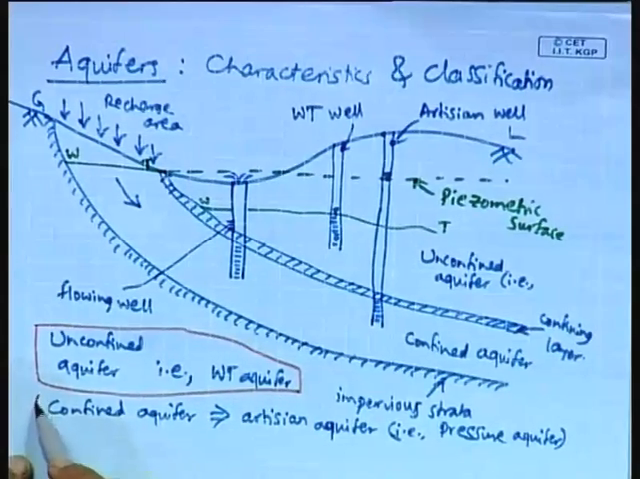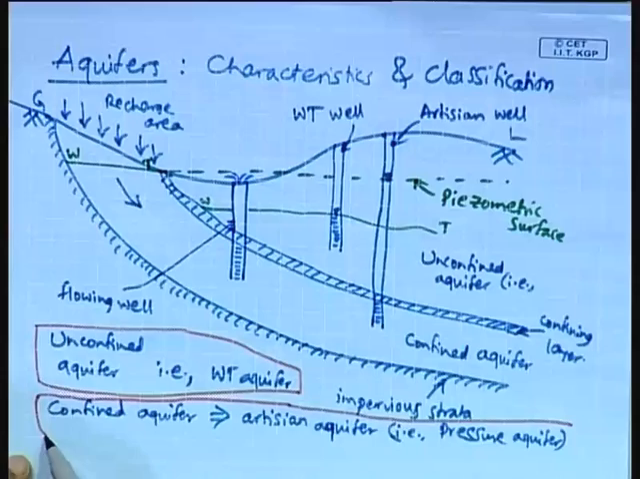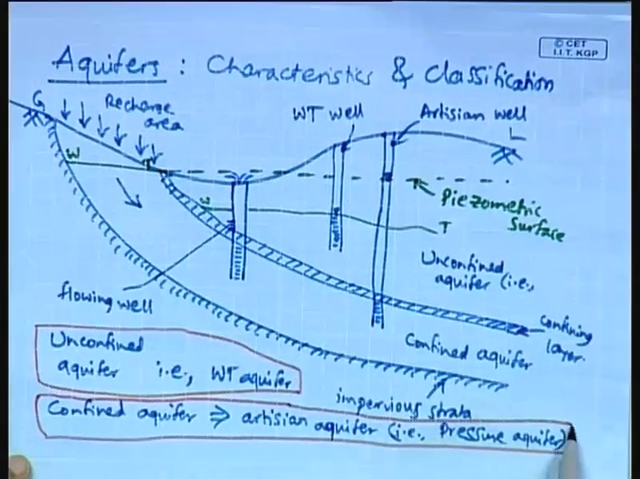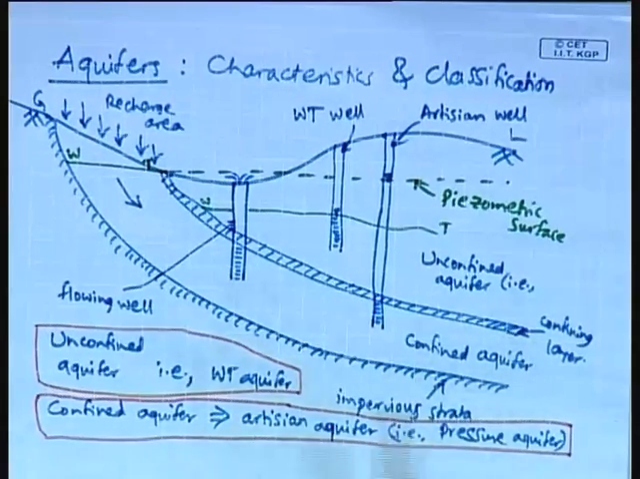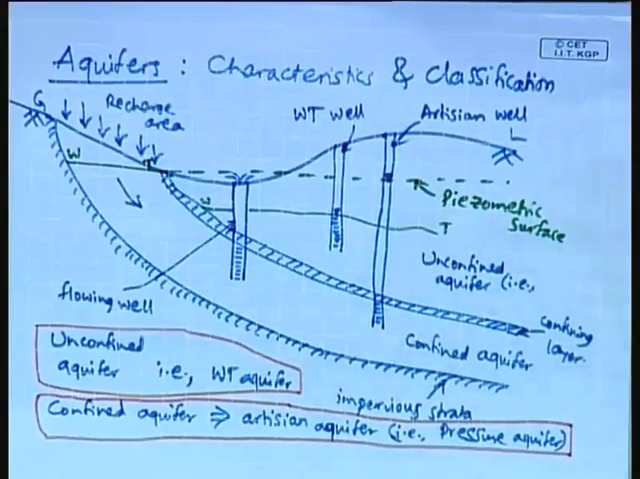and we also discussed the confined aquifer, which is also known as artesian aquifer or pressure aquifer. This unconfined aquifer has an impervious stratum only at the bottom, and it has a variable top. It does not have any confining layer, and the water table, which is variable depending upon various factors, forms the upper flexible boundary of this unconfined aquifer.